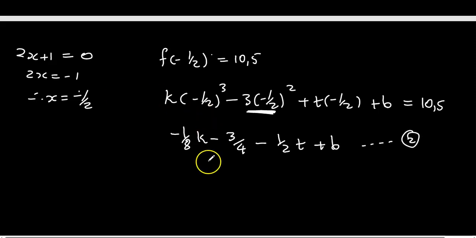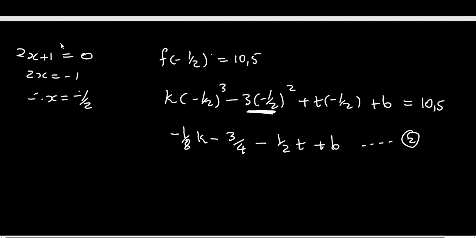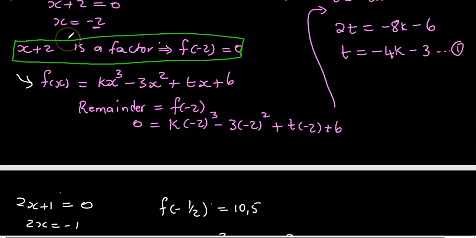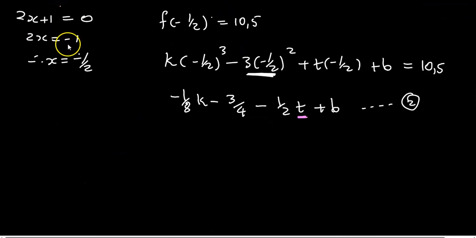So now our aim is to get rid of one variable, because if you check here, we have k, we also have t. We need to eliminate one variable. So it's best to eliminate t, because according to equation 1, t is equal to what? t is equal to minus 4k minus 3. So I'm just going to substitute equation 1 into equation 2.